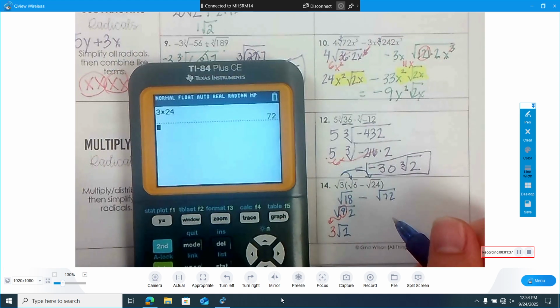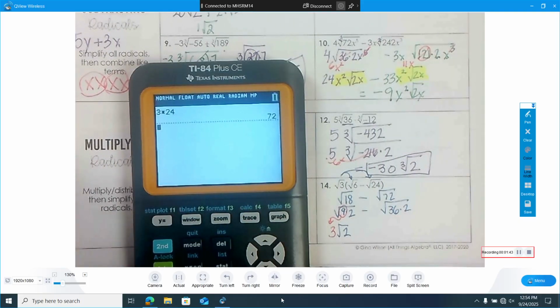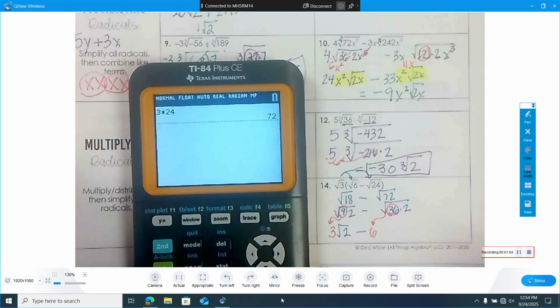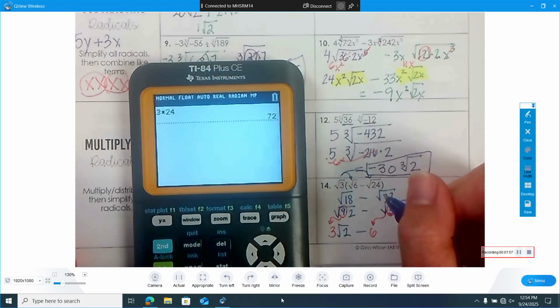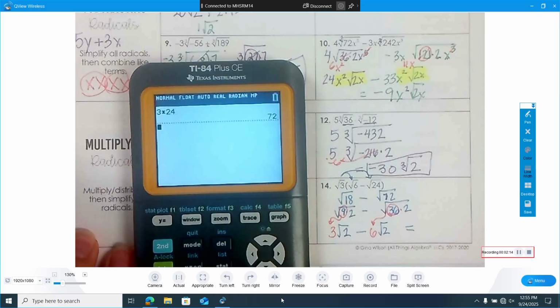72. Ooh, that's a good one. 36 times 2 is how we get 72 using perfect squares. And what is the square root of 36? 6. So a 6 escapes. Wait, is it supposed to be 22 or 24? Sorry, I'm confused. This is 72? 72. Yeah, 3 times 24 is 72. I was looking at you thinking it was a 22. All right. So 6 pops out, the 2 stays behind. 3 radical 2s minus 6 radical 2s equals? Negative 3 radical 2s.